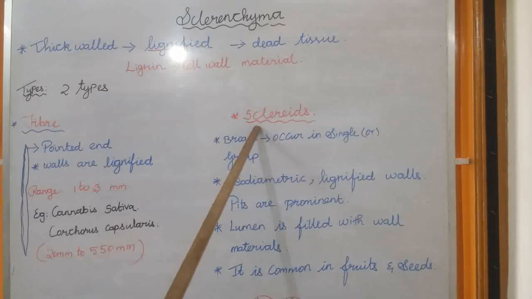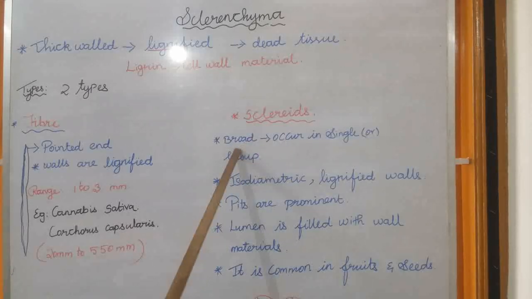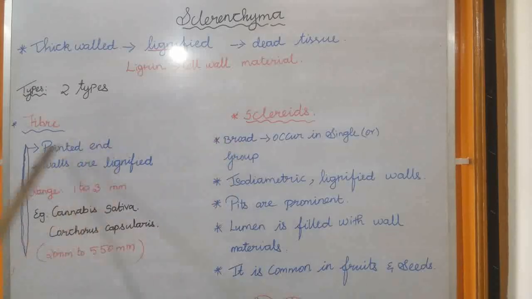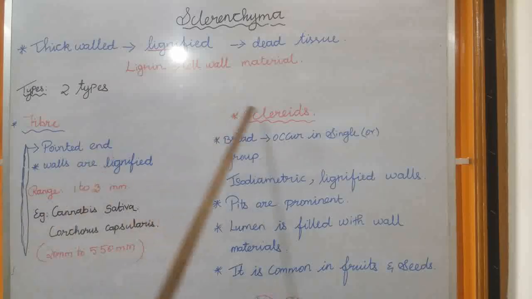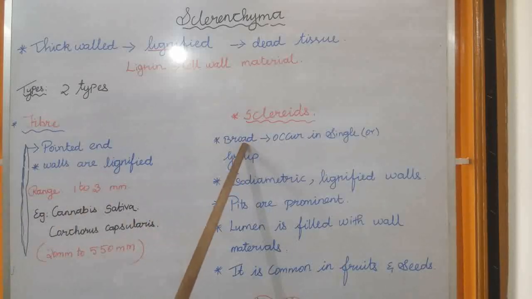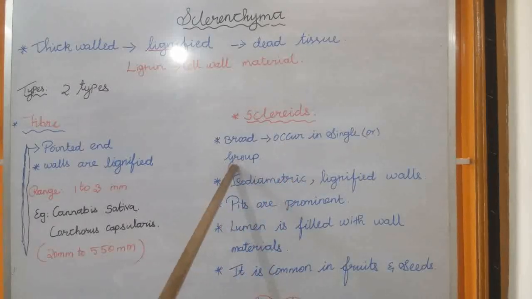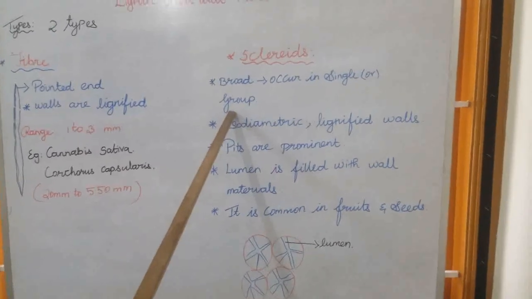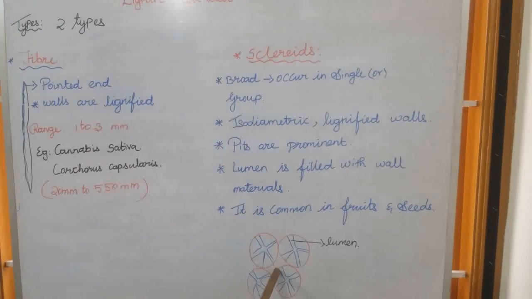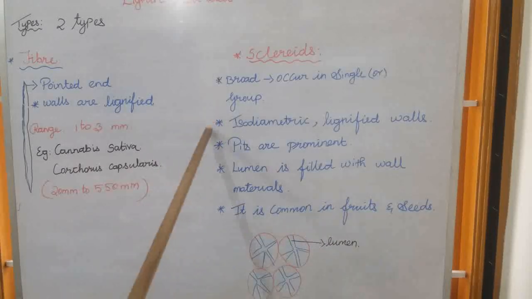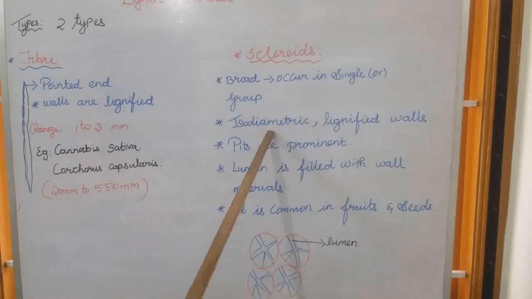What is the other type of sclerenchyma? Scleroid. Scleroids are broad; fibers are narrow. Scleroids occur singly or in groups. See this diagram: a group of scleroids. So scleroids may be single or in group formation. Then they are isodiametric, with the same symmetry.